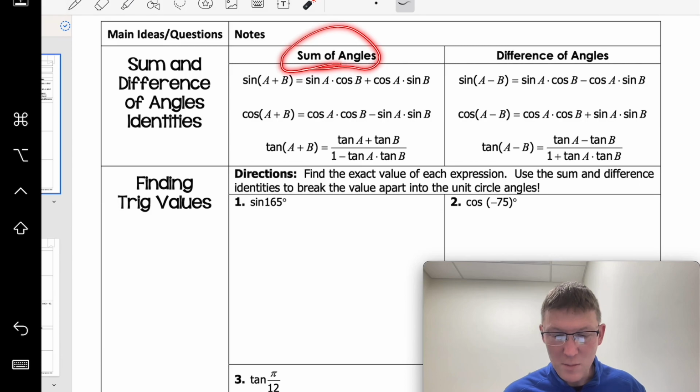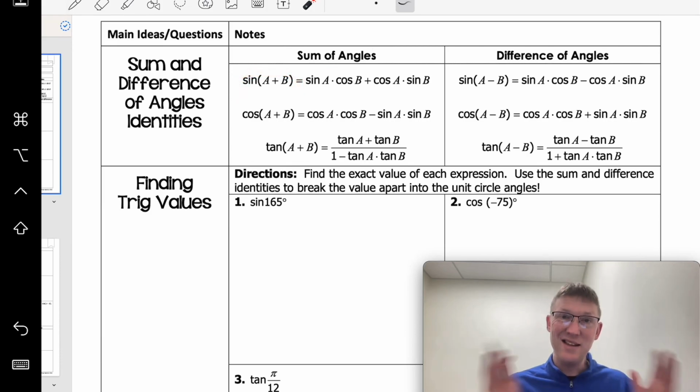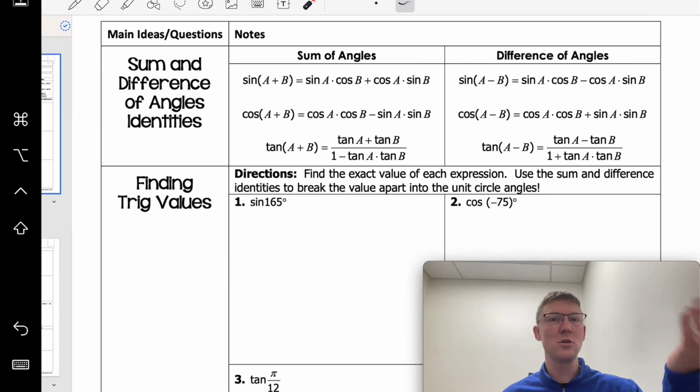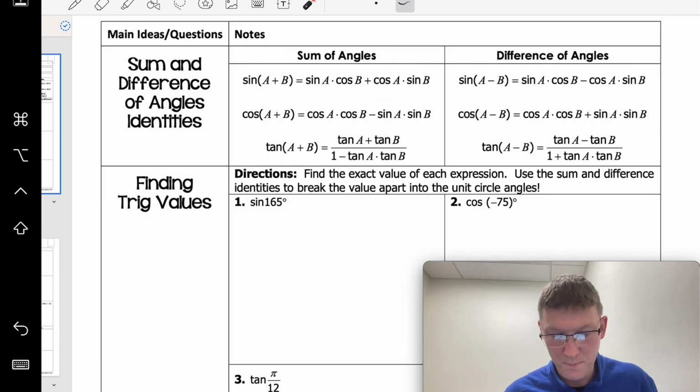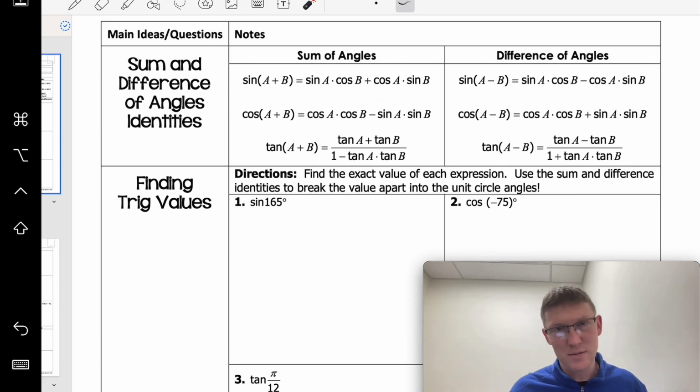We've got the sum of angles. Remember, sum is when they're added together. So we've got sine of a plus b, so that's two angles added together inside of the function. We can actually split that up into sine of a times cosine of b plus cosine of a times sine of b. Now, at some point in your mathematical career, you may prove this, but for now, put it on a note card or use that trig sheet.